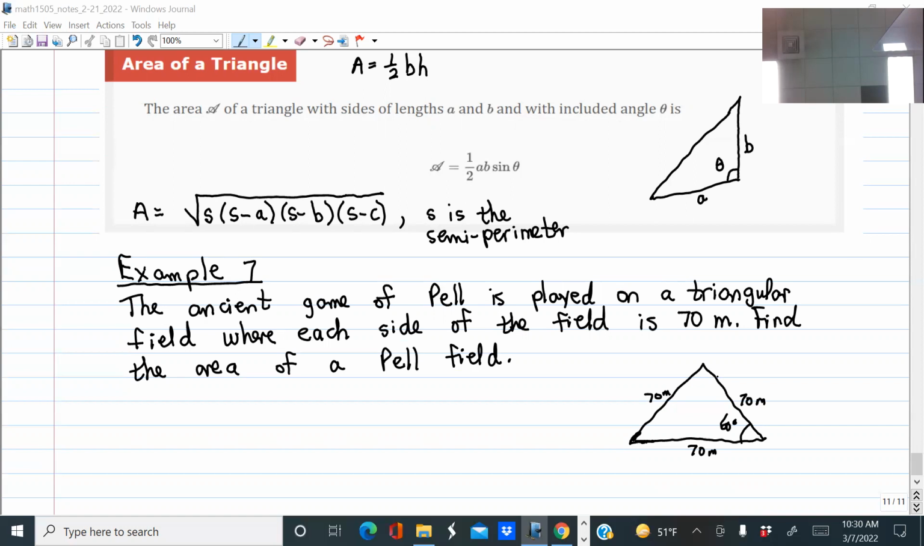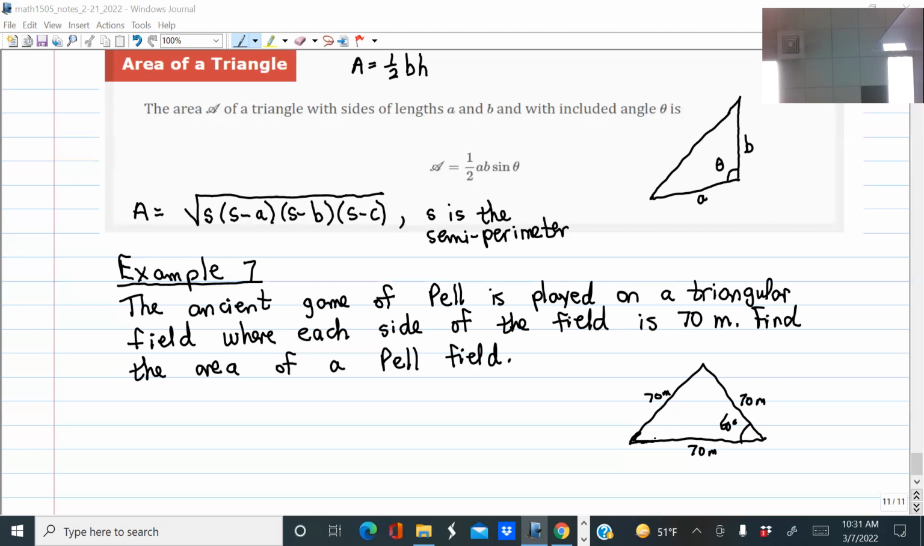So that means they all have to be 60 degrees, right? So let's see if we can find the area enclosed by a Pell field. That's probably a pretty big area, right? Because these sides are all 70 meters. So to play Pell, you have to have a pretty decent space, right? Okay. Have y'all ever played Pell? Yeah, there's no game of Pell. I just made this up. Okay, so it's just a fanciful problem on my part. Sounds kind of convincing though, right?